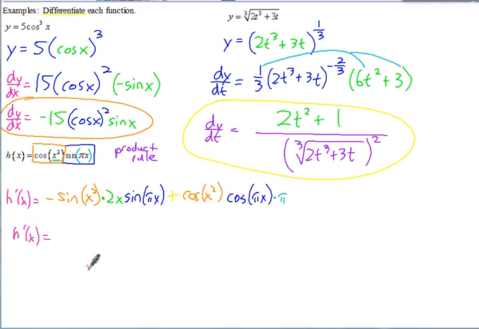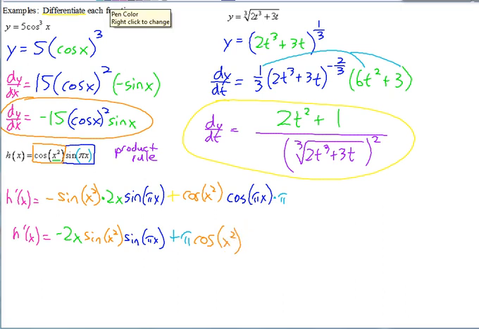You can bring this 2x out in front along with the negative. That's negative 2x. And here you can't combine the signs. This is sine of x squared, this is sine of pi x. Two different things, so you have to leave them separate. Sine of x squared, the sine of pi x. And here bring the pi out in front, plus pi, cosine of x squared times the cosine.